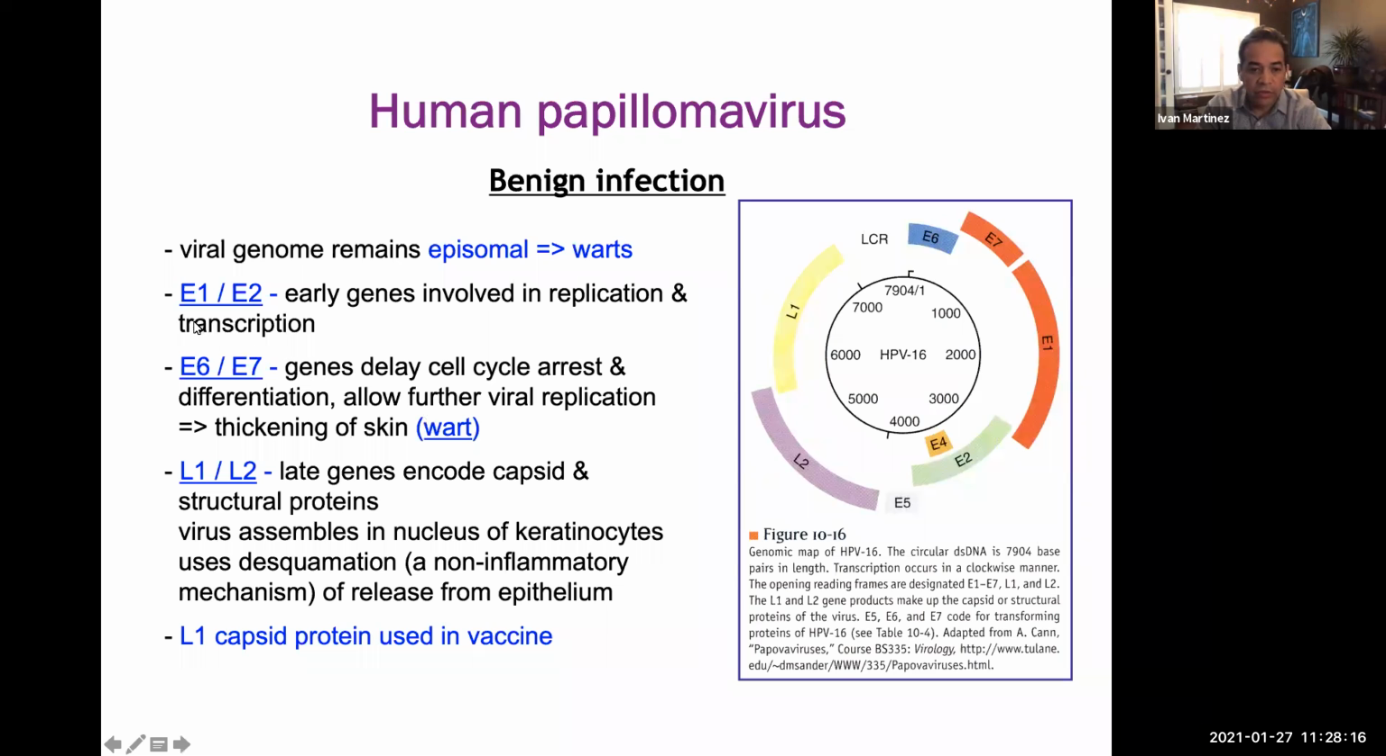Just to show you, like I explained to you, E1 and E2 are mostly replication. E6 and E7 are actually the most important genes in HPV, because they are the ones actually causing or related to carcinogenesis.